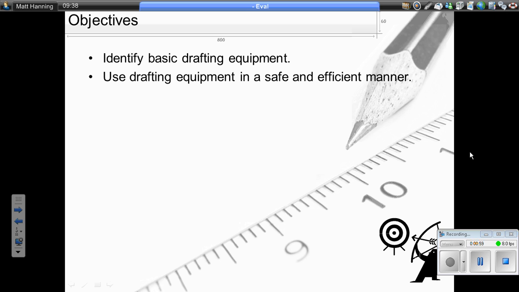Use the drafting equipment in a safe and effective manner. Hence, do not follow my example earlier and toss an eraser shield. It sounds like a Chinese star. Pass them.